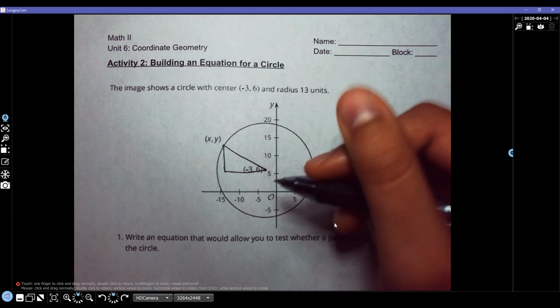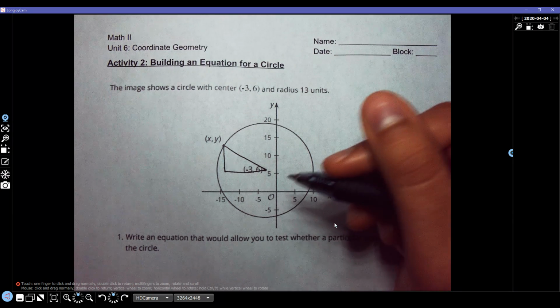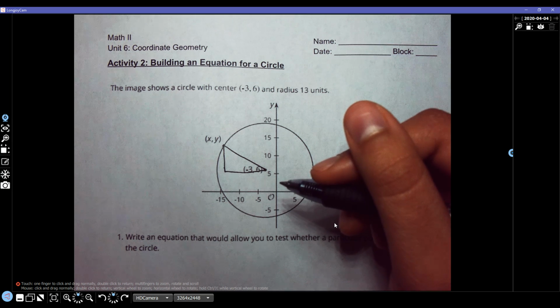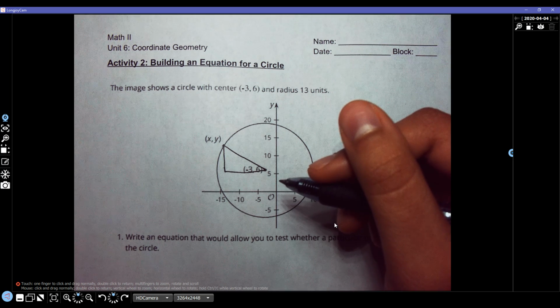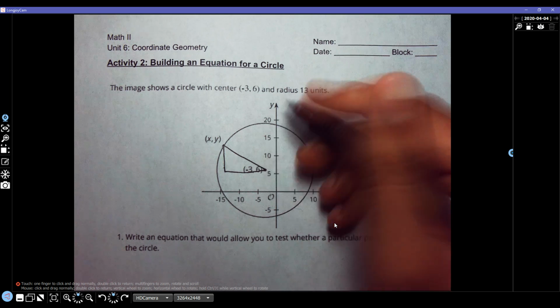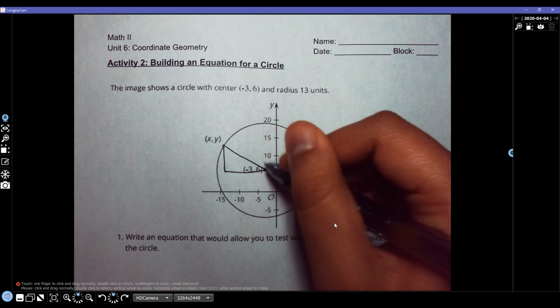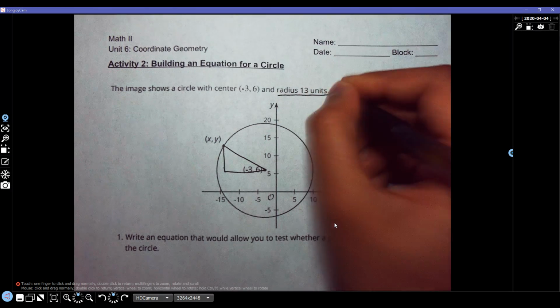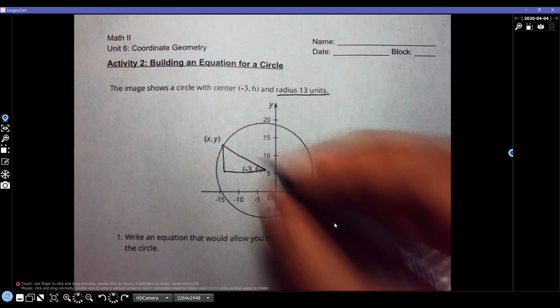And using the hypotenuse to represent the distance between the center and the point x, y. Remember that this is also the radius of our circle, and we're given that the radius is 13 units. So let's go ahead and label that here as 13.